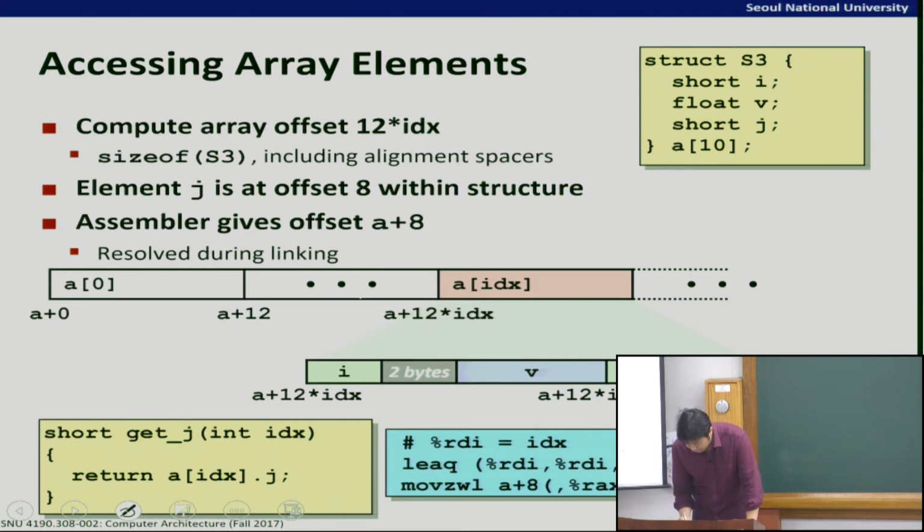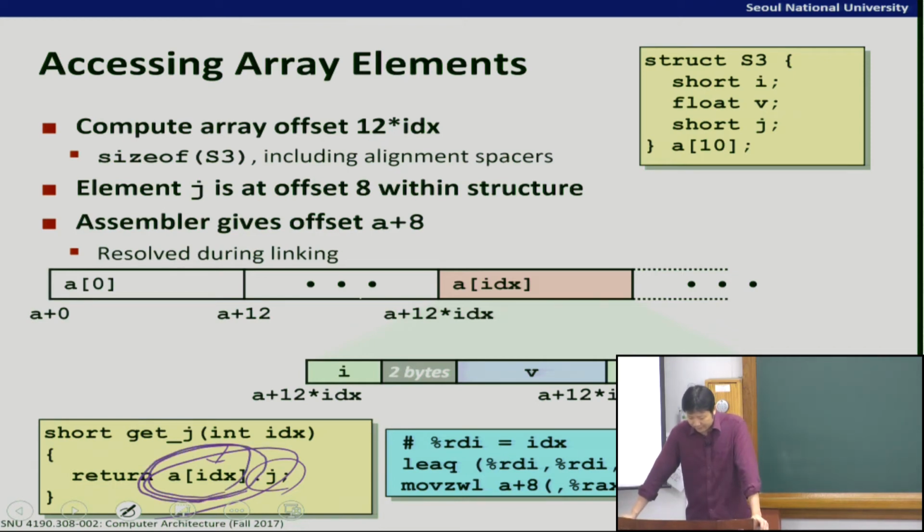If you want to access this element, let's say the function takes one argument, which points to the exact index for the struct, then it returns the value of j in this struct in array A. Then we first have to compute the starting address of A of idx, right?